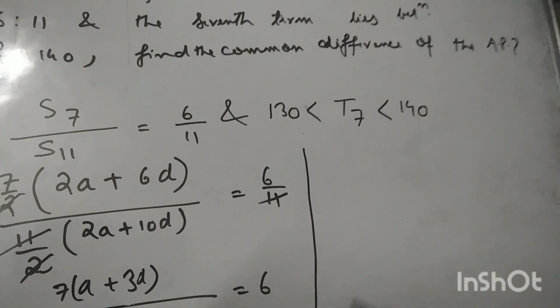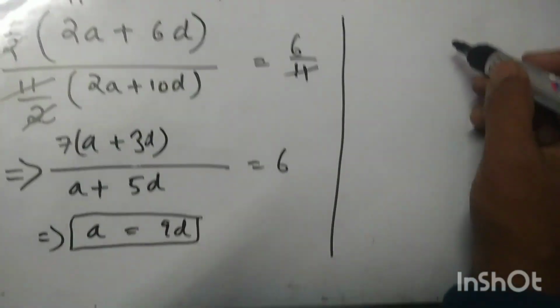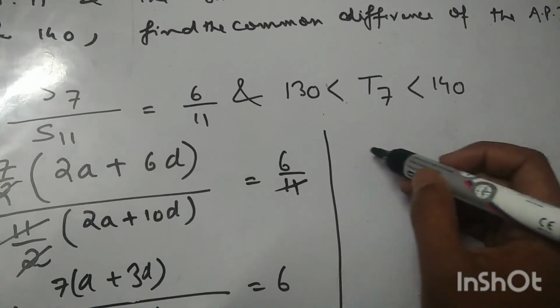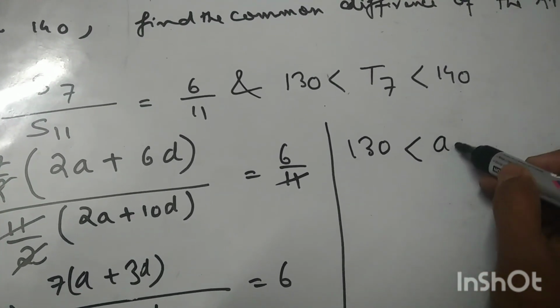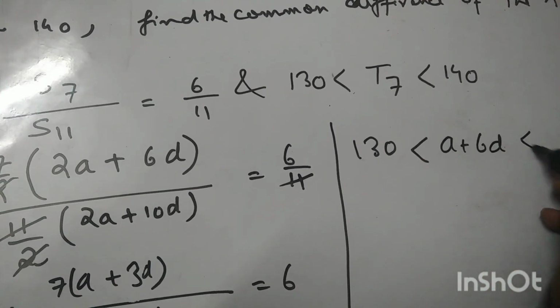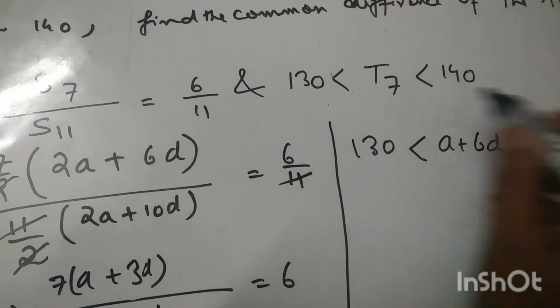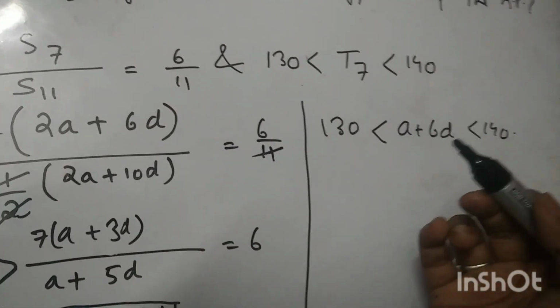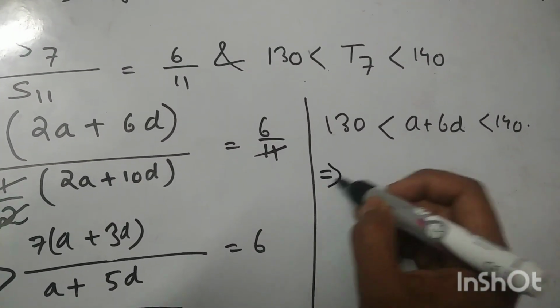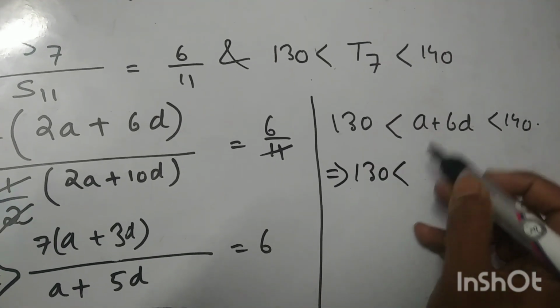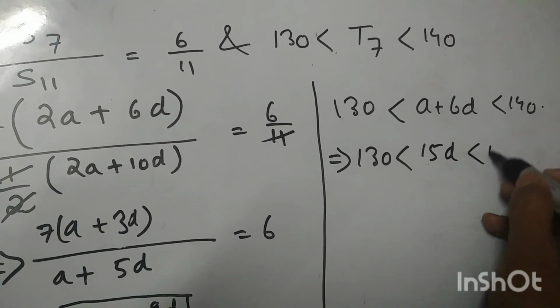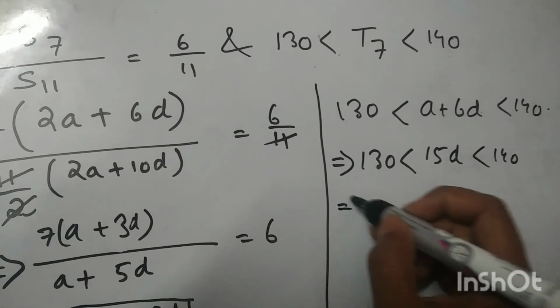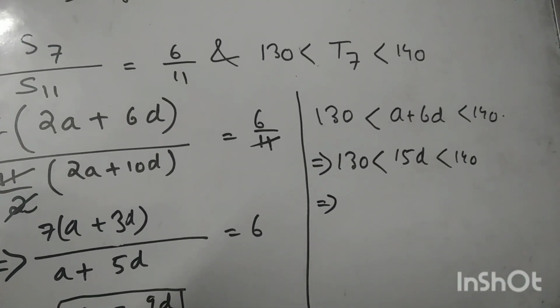Next part is, we got A is equal to 9D, right? And the next part is 130 less than A plus 6D less than 140. Just apply the nth term formula. So we get 130 less than, A is 9D we got, so 15D less than 140. Now we need D, right?